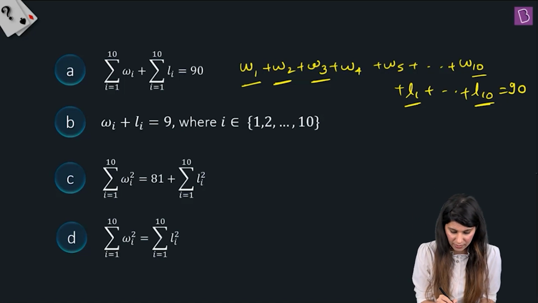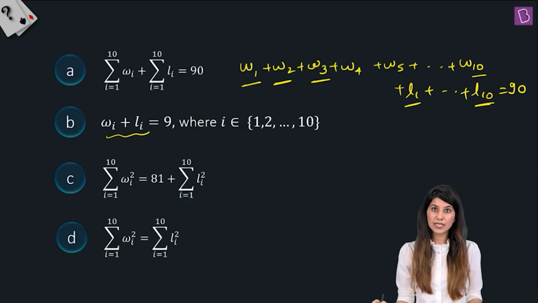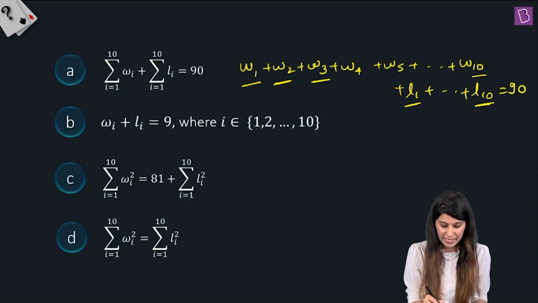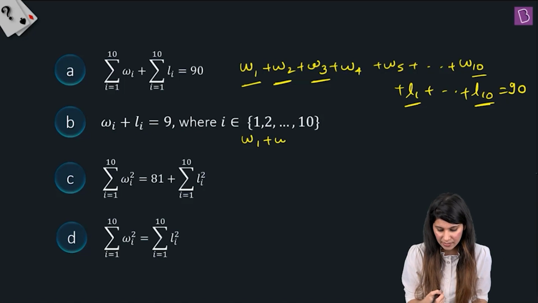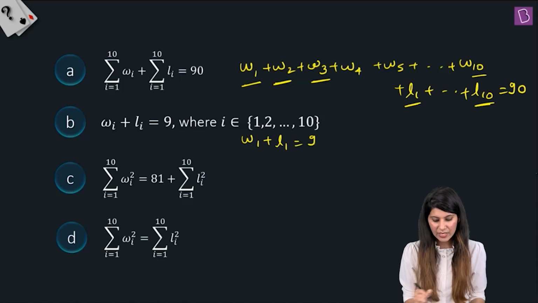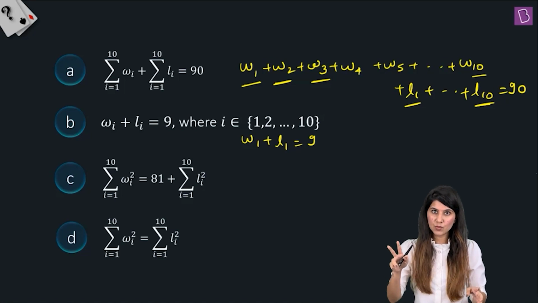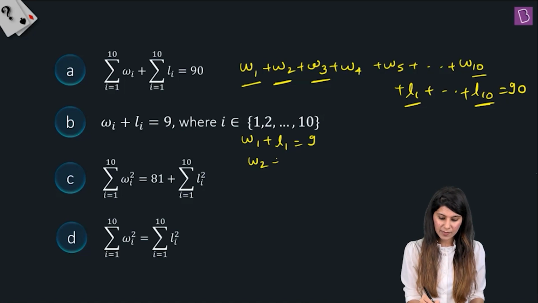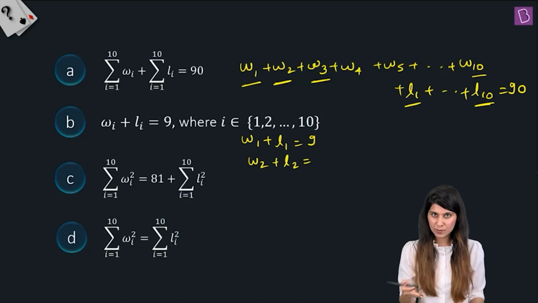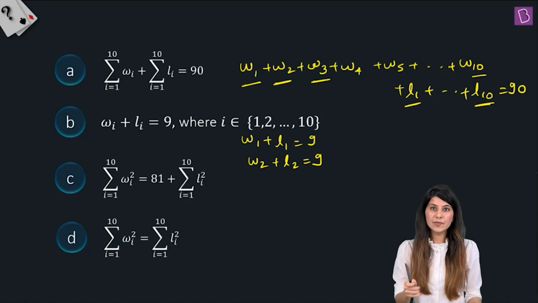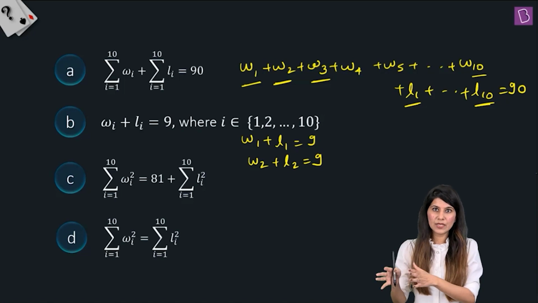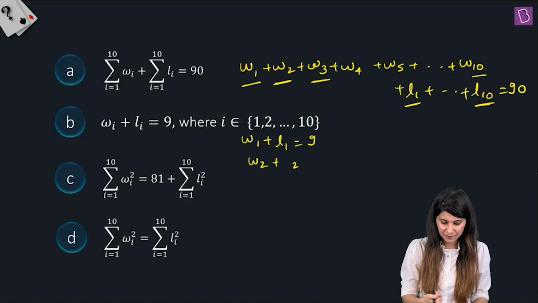What is this? Wi plus Li is equal to 9. Here there is no sigma involved. Wi plus Li means W1 plus L1 we need to find. That means for player 1, wins plus losses is 9. For player 2, W2 plus L2 will also be 9. That means for any player, the number of wins plus losses would be equal to 9. That we need to check.